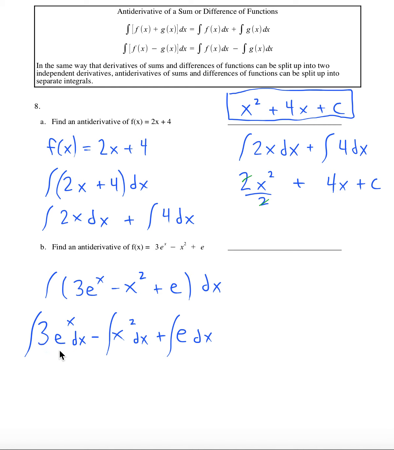Alright, so we're going to get 3e to the x for that one. Negative x cubed over 3 for the middle one. And this e is actually just a constant, so we'll have e times x as our last antiderivative. And we have to put a c at the end. And that's the answer.